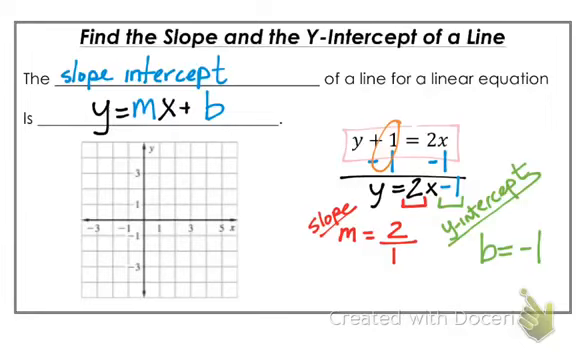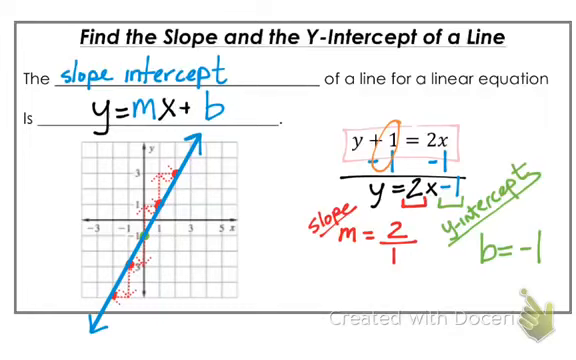To graph this line, we start at the y-intercept of negative 1, where the graph crosses the y-axis. Then we use our slope to rise 2, run 1, rise 2, run 1, putting a dot every time I run to the right. As we fall off the edge, you can go in the opposite direction: down 2, over 1 to the left, put a point, down 2, over 1 to the left. Then connect your dots.